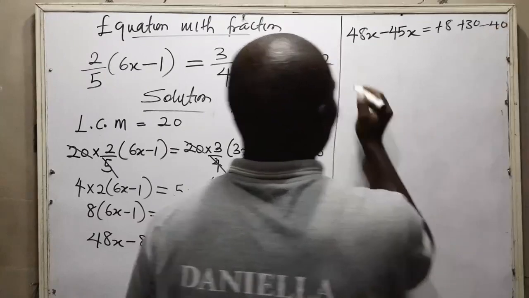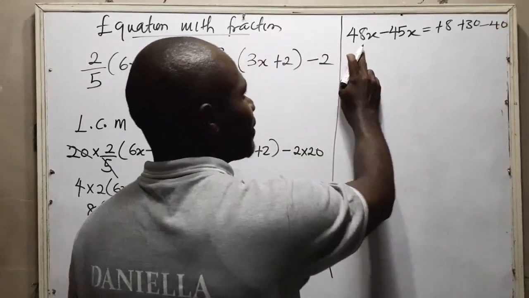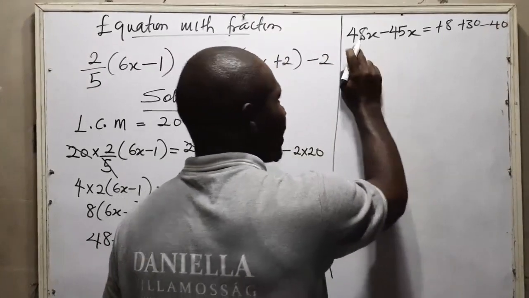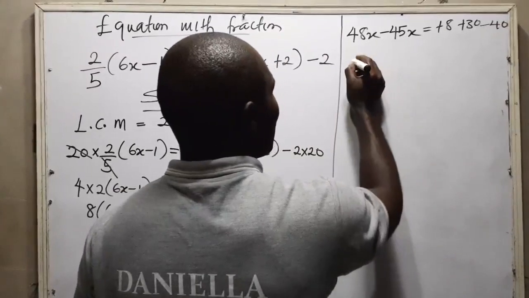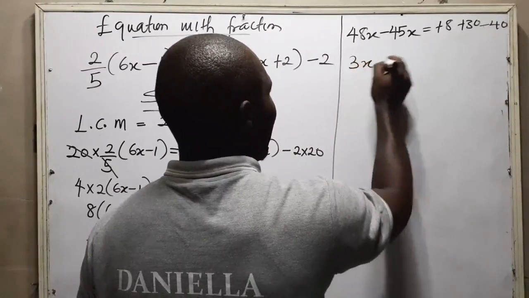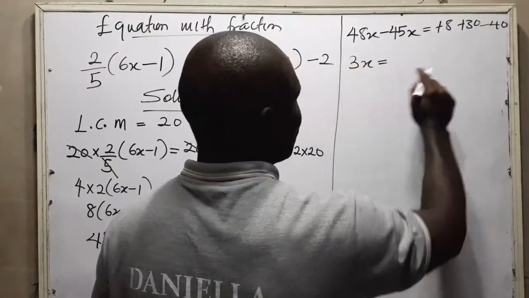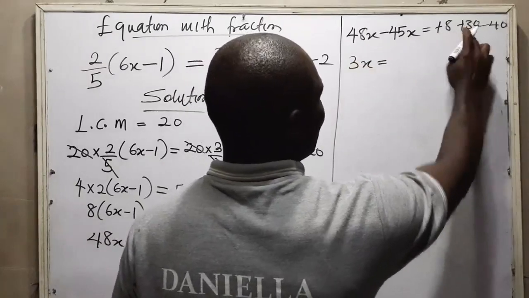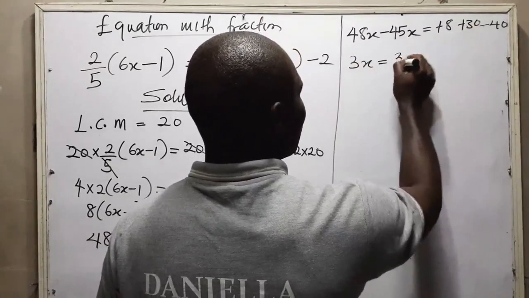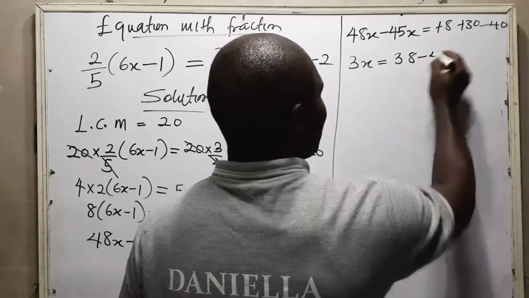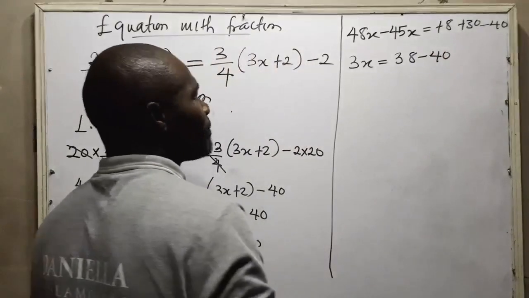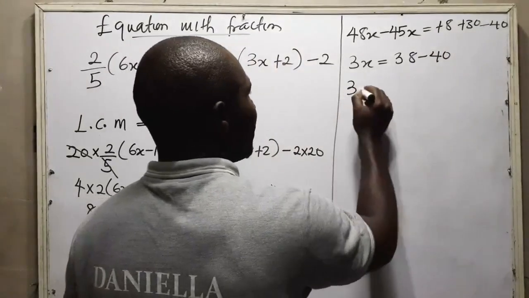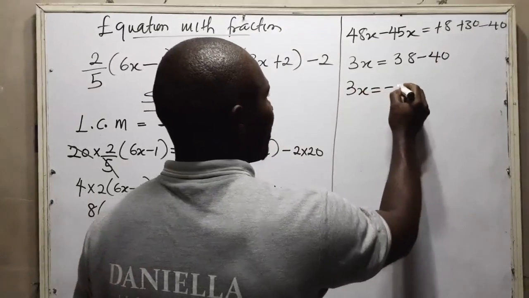minus 40. So 48x minus 45x will give us 3x is equal to, so now this one will surely give you 38 minus 40. So 38 minus 40, we now have 3x is equal to minus 2.